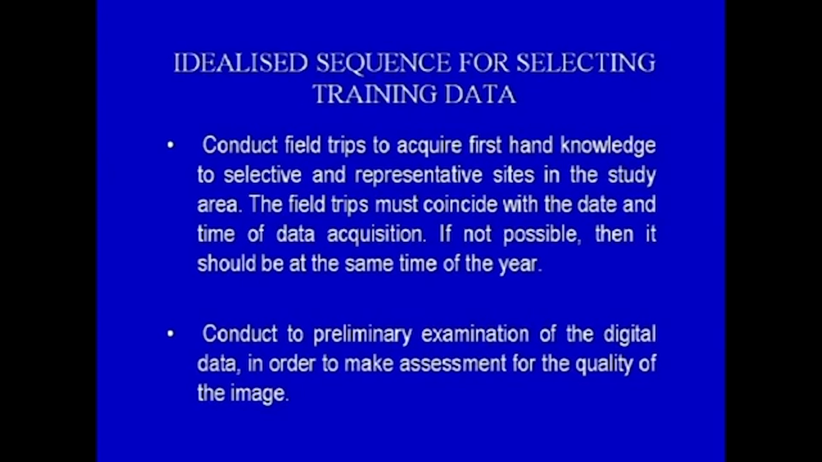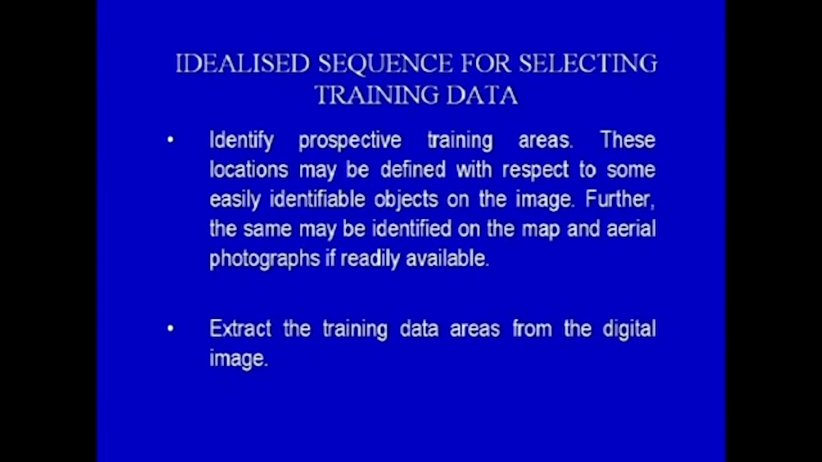The third step is to conduct preliminary examination of the digital data in order to make an assessment of the quality of the image. The fourth step is to identify prospective training areas. These locations may be defined with respect to some easily identifiable objects on the image. Further, the same may be identified on the map and the aerial photographs if readily available.